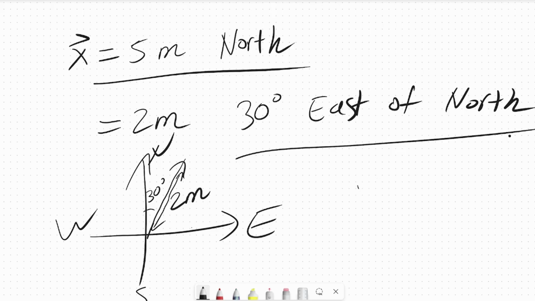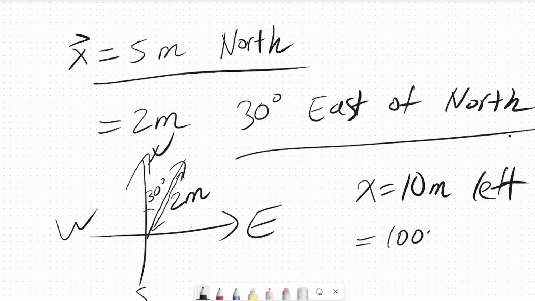Or I could say it's 10 meters left. Of course, then you would need to define like what left is, but that's also a vector. Or I could even say it's equal to 1,000 meters up. Then it would just be up 1,000 meters.